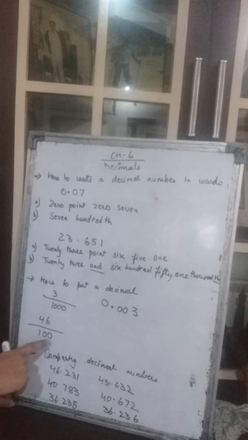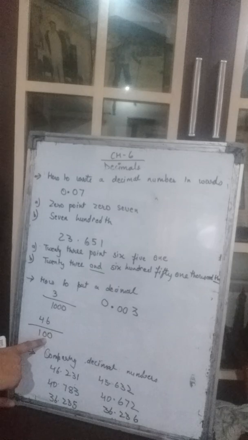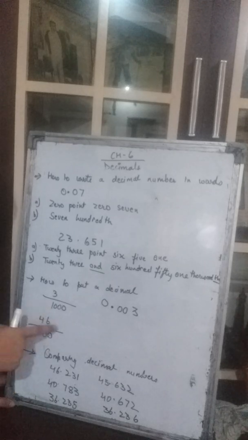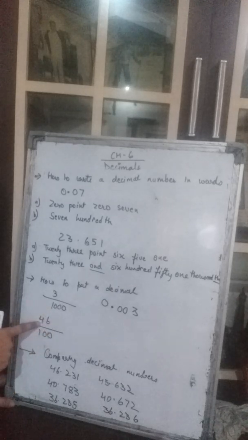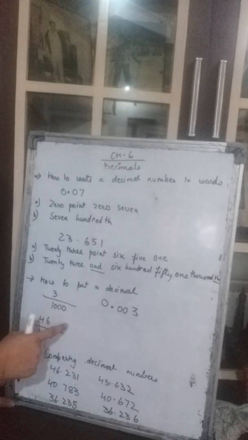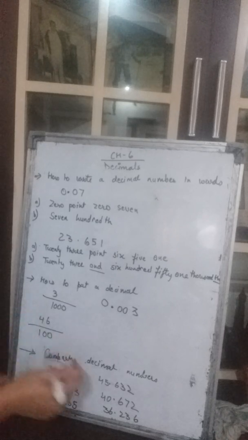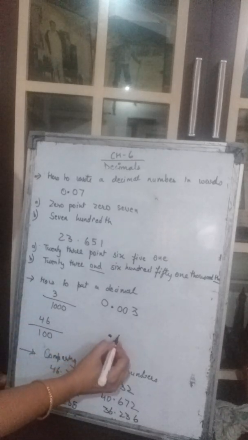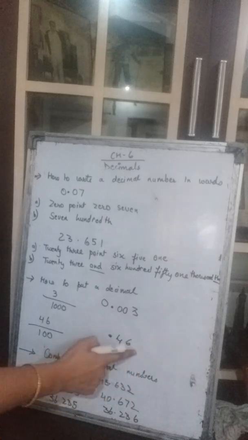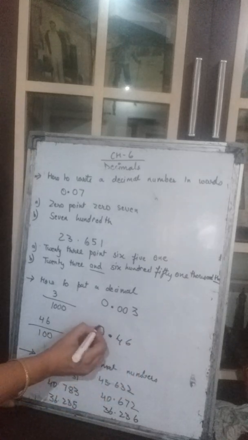So here, how many zeros are there? 2 zeros. How many digits are there in the numerator? 2. So we don't have to add any zero. What you will do is simply put a decimal. Which side, right hand side or left hand side? Yes, left hand side. So it is 0.46. But this looks incomplete, so we will put a 0 here.